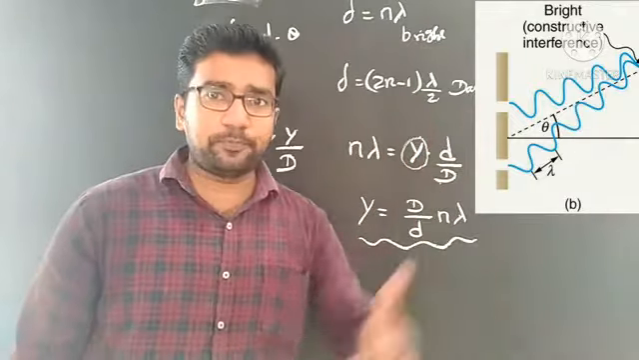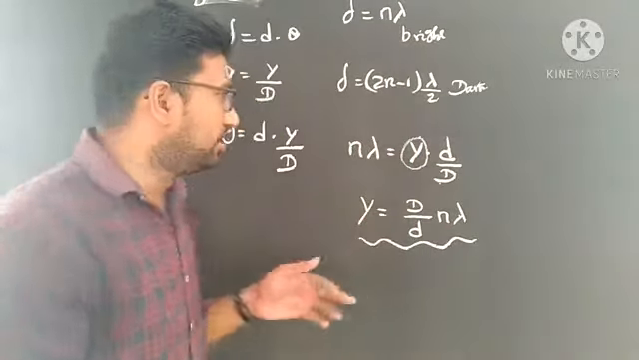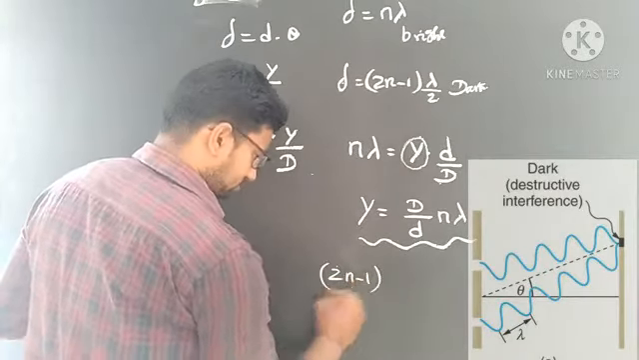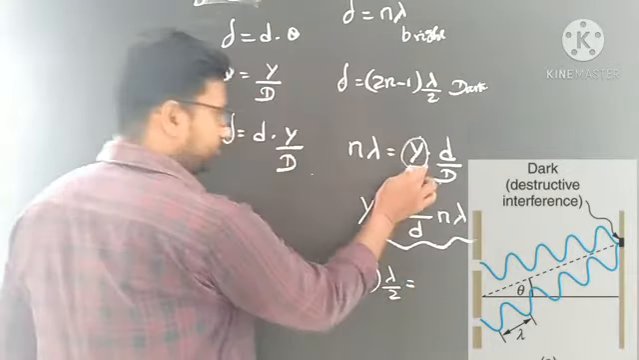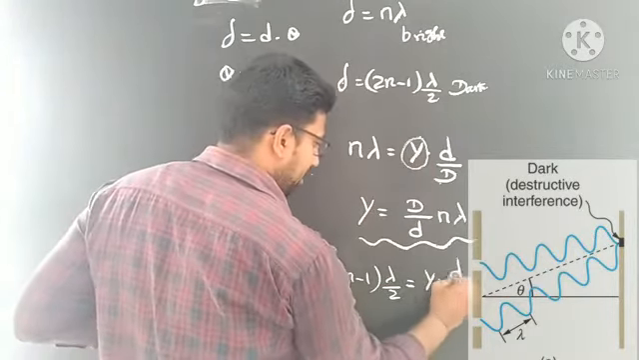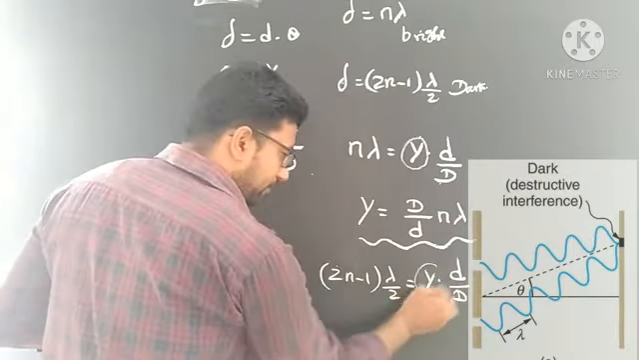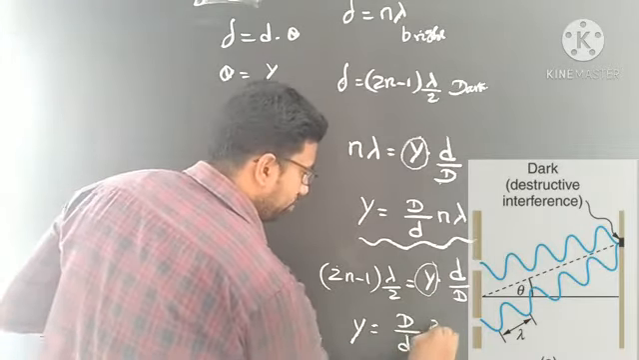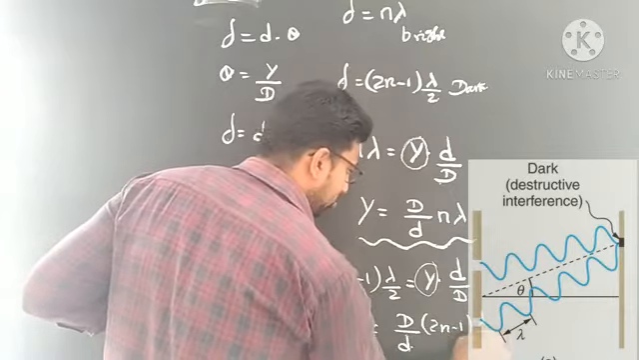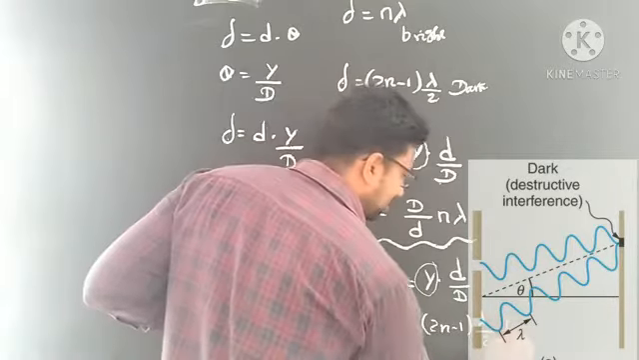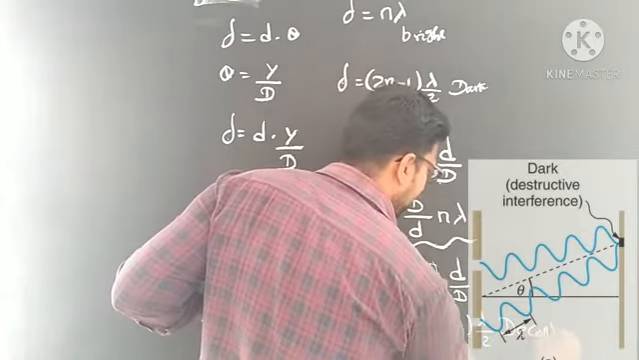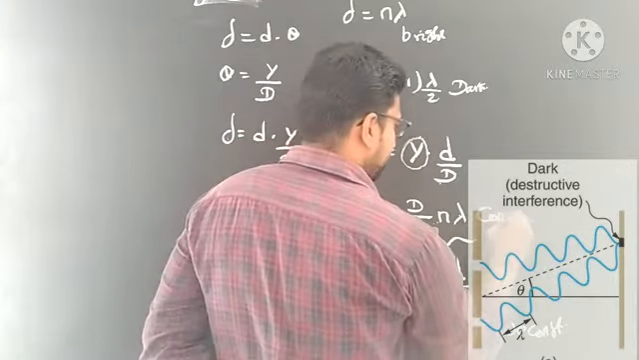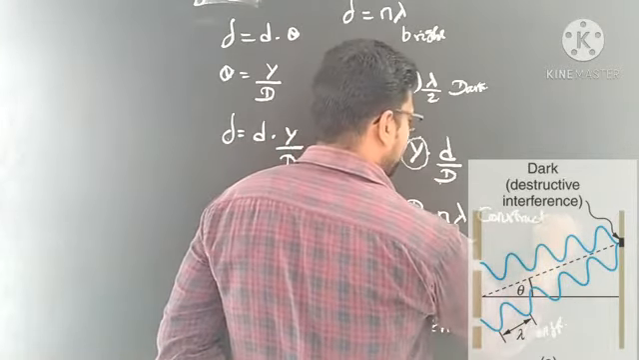Suppose at the point P there is a dark fringe. So the path difference is (2n−1)λ/2 = yd/D. So the position of the fringe is y = (D/d)(2n−1)λ/2. This is for destructive interference, and the earlier one is for constructive interference.